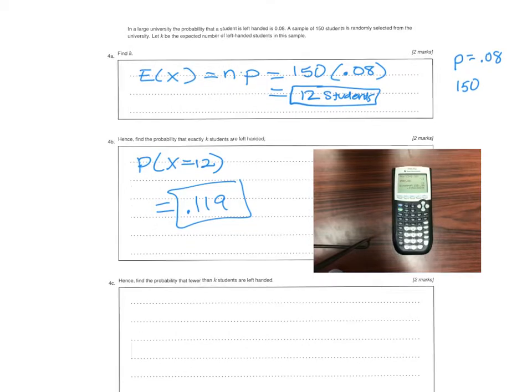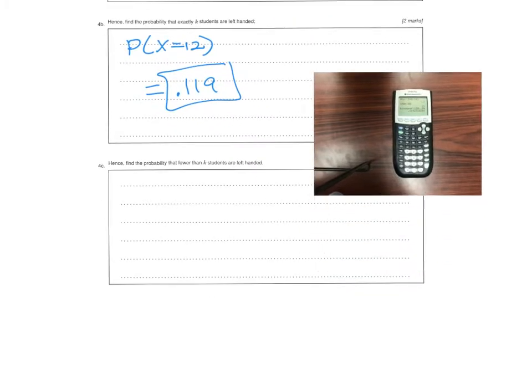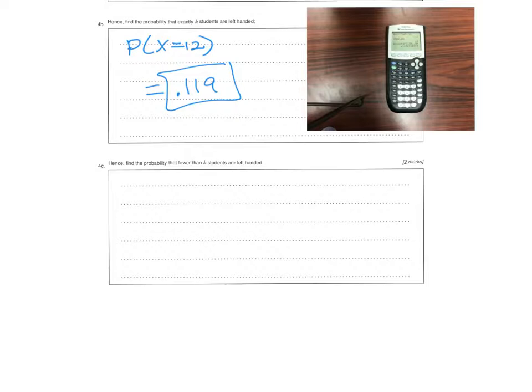Then it says, find the probability that fewer than K students are left-handed. So now we're talking about what's the probability that fewer. It doesn't say fewer or equal, it just says fewer. So that's less than 12 people are left-handed. That's what we're trying to find. Now, whenever we find a binomial CDF, your calculator is always going to calculate less than or equal to whatever number you put in. Always, always, always.